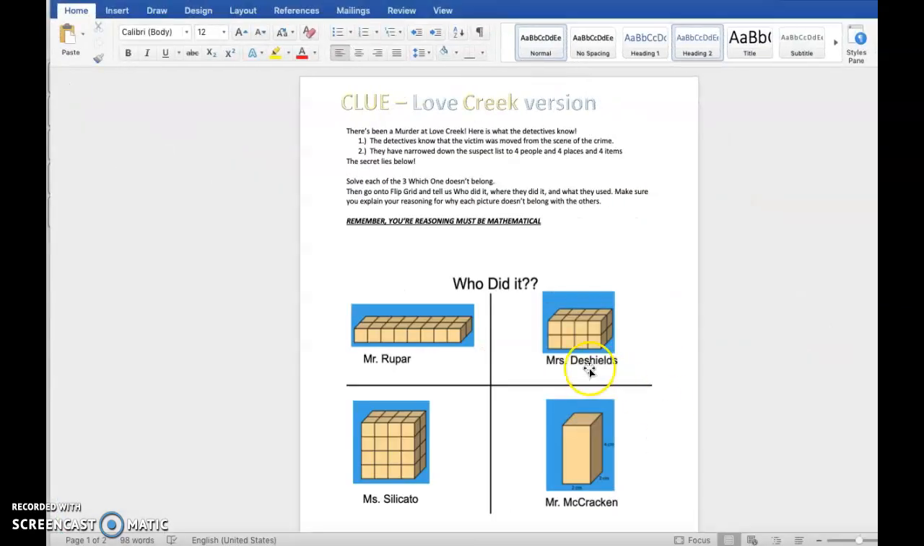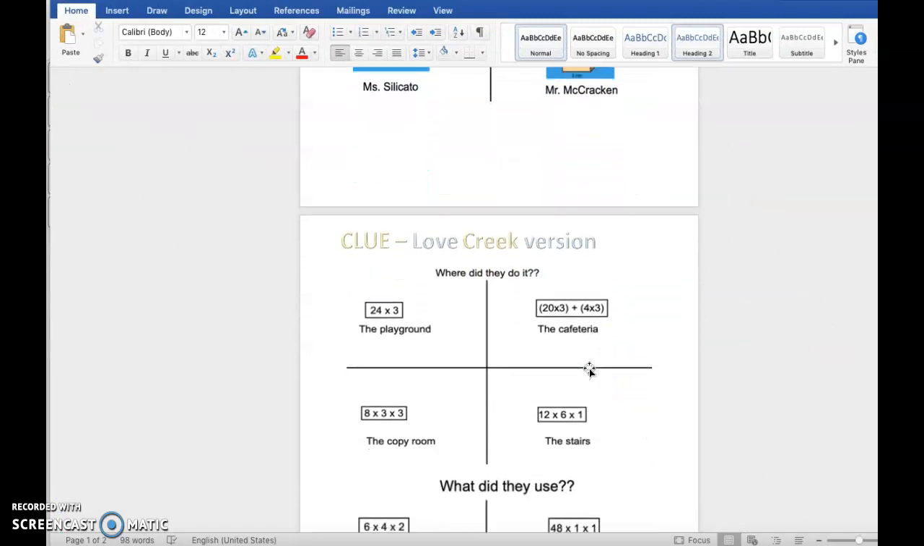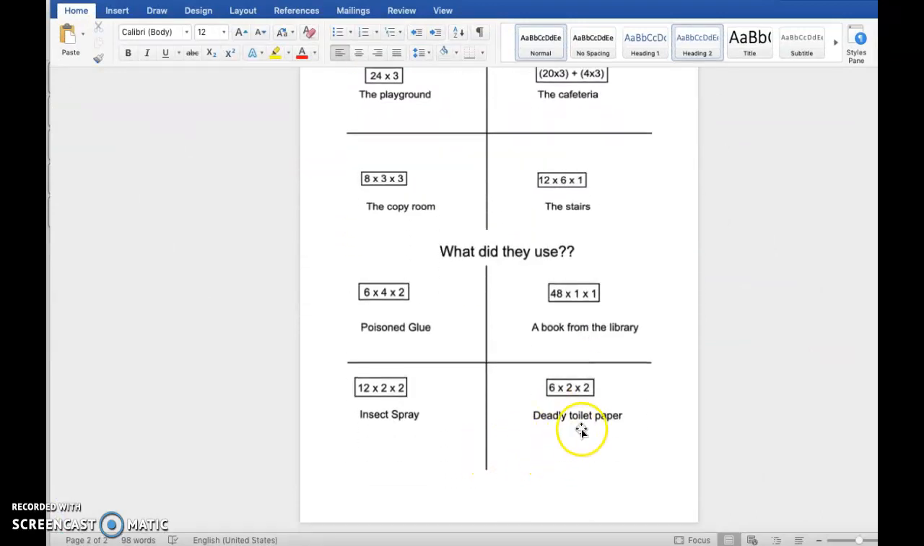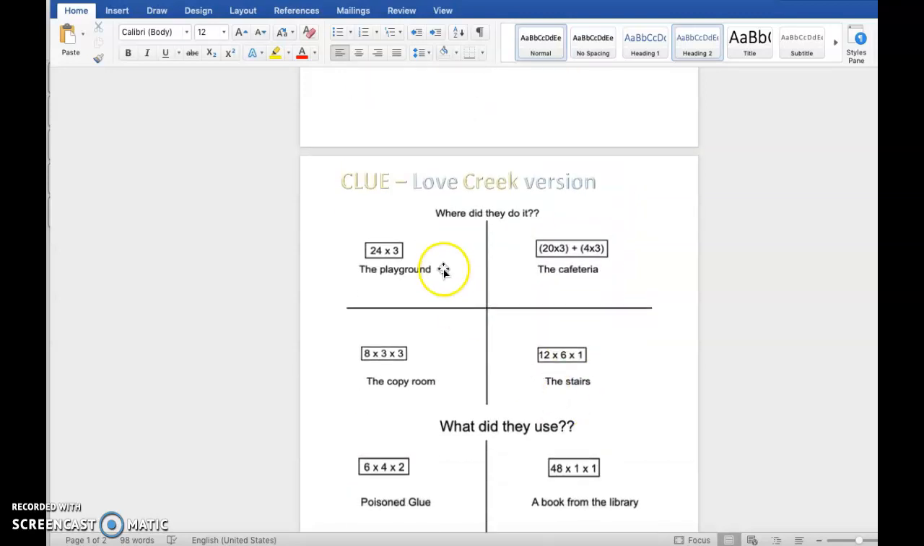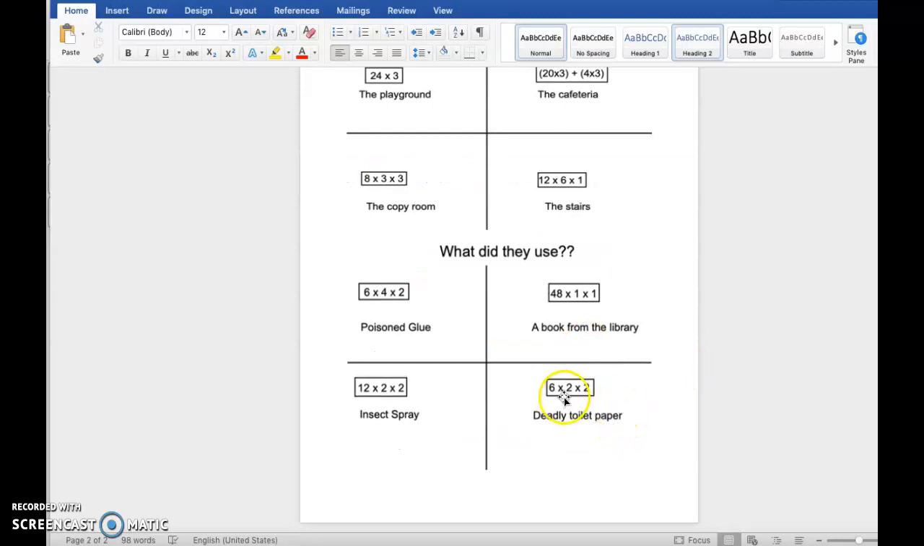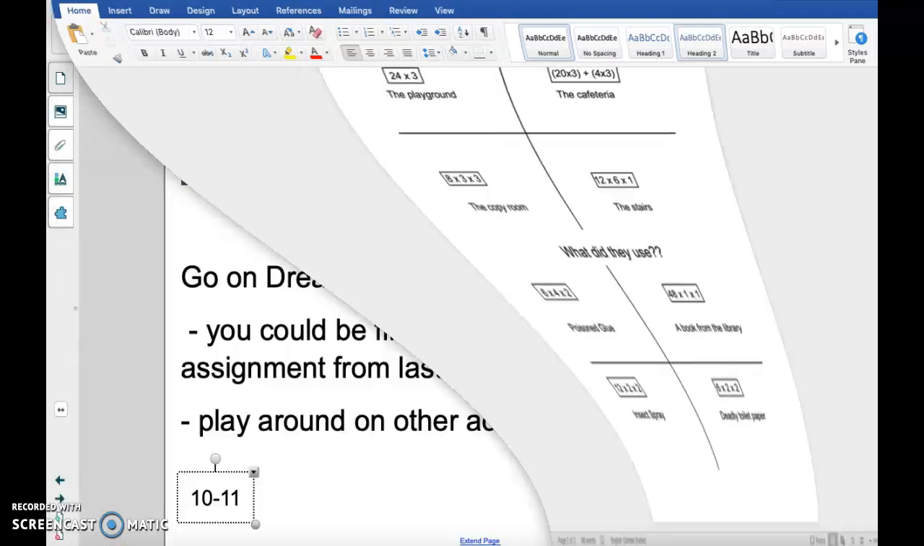So I might say that I think it was Mr. McCracken on the playground with the deadly toilet paper. And then I go, I think Mr. McCracken did it because this one doesn't belong because this reason. The playground doesn't belong because this reason. The deadly toilet paper doesn't belong because this reason. And then that's your Flipgrid, right? That's your assignment for today.